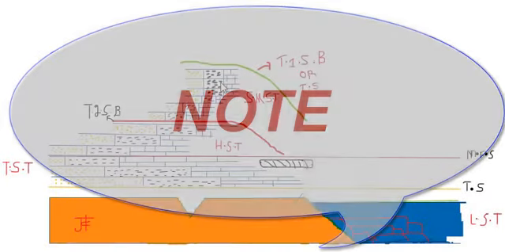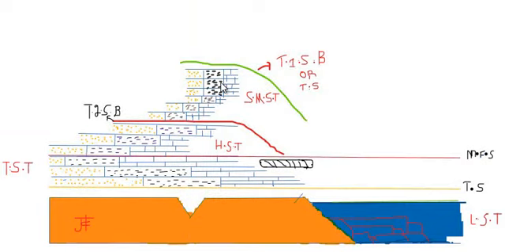The terminology used in this lecture, such as shelf margin system track, falling stage system track, and aggradation, were already explained in previous lectures and is present in the channel.